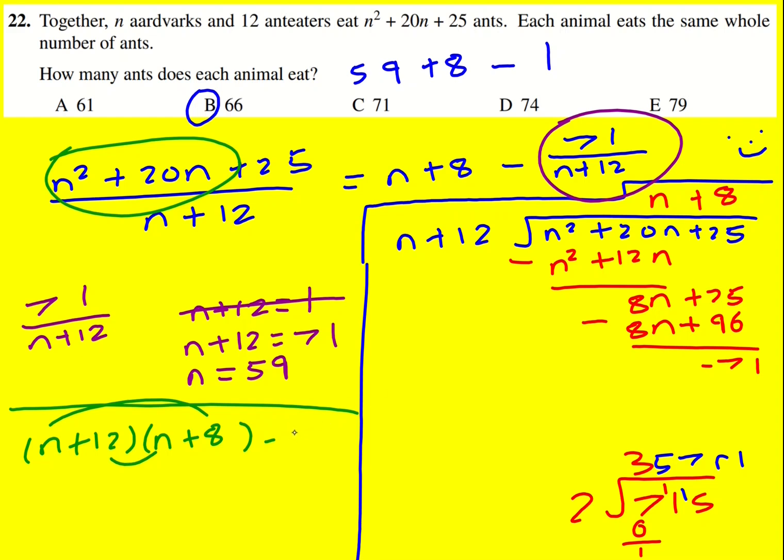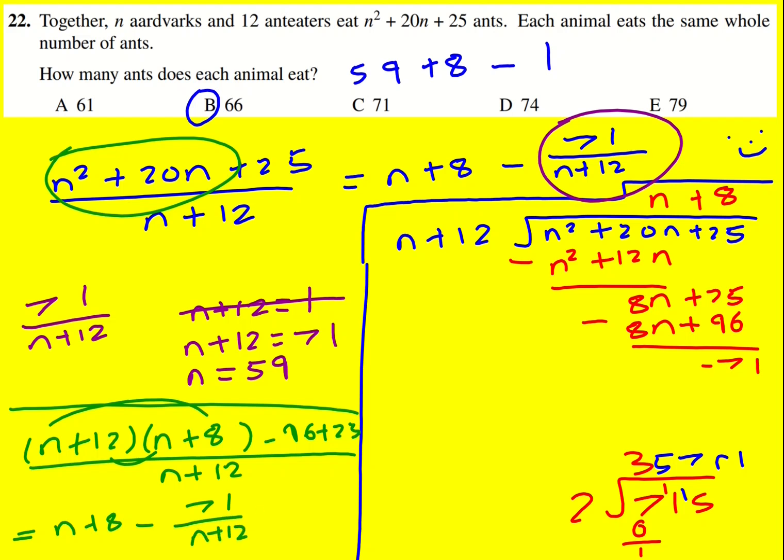Actually, I feel like I'm doing that too quickly. So I'm going to get minus 96 plus 25. And all of this is being divided by n plus 12. And then we're in the same position, really. We could write it as n plus 12 times n plus 8 over n plus 12, which becomes n plus 8 minus 71 over n plus 12. Okay, so it's just like a little trick to it, really.